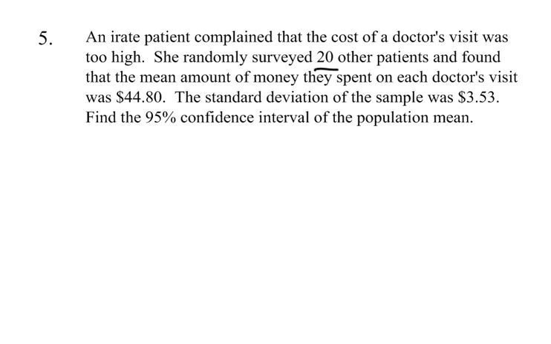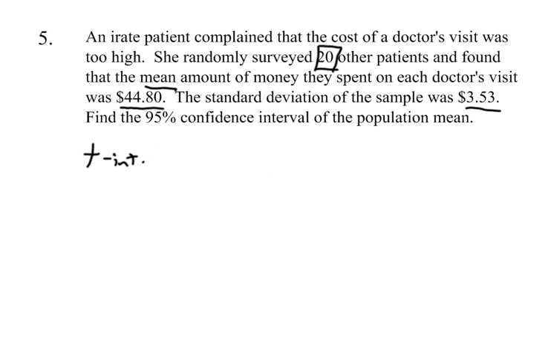And found that the mean amount of money they spent was $44.80. So there's our mean, there's our average, okay? The standard deviation was $3.53. Okay, so the first thing we have to decide, is Z interval or T interval? Since we only surveyed 20 people, we're going to use the T interval.